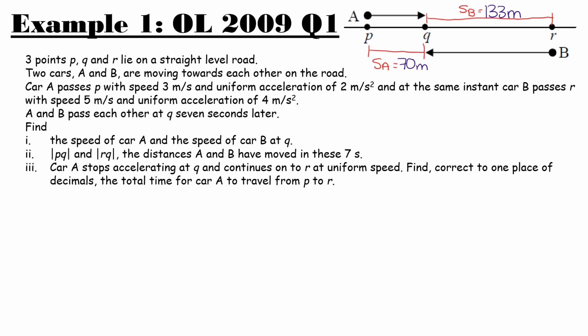Now here's the thing, we already know that for A to get from P to Q takes 7 seconds. So really what we're focusing on for A is getting from Q to R. We know that it stops accelerating and it continues at that uniform speed. Part 1 of the question told us that the velocity of A when it gets to Q was 17 meters per second. So this is now going to be the constant speed.